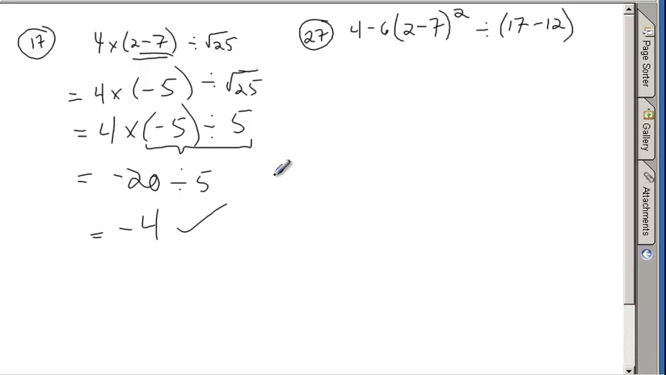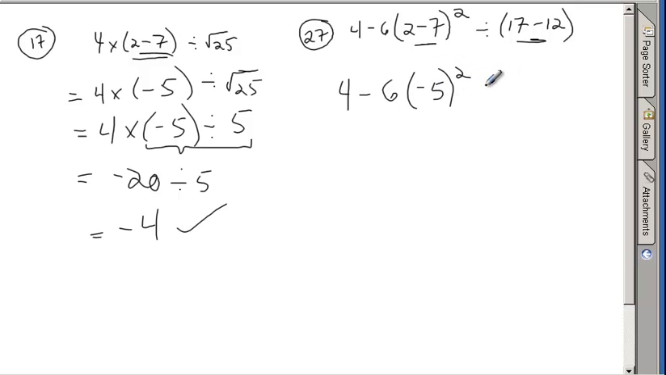Okay, let's look at 27. What I'm going to do here is start in these parentheses. So that is, I'll just rewrite the 4. A lot of people do 4 minus 6 first because you go left to right like you're reading, but you can't do that. You got to do what's in the parentheses first. Okay, so we're going to do 4 minus 6, leave that alone, and then do our subtraction here.